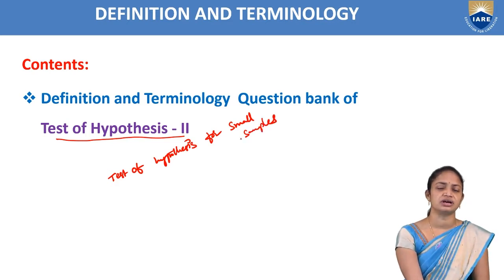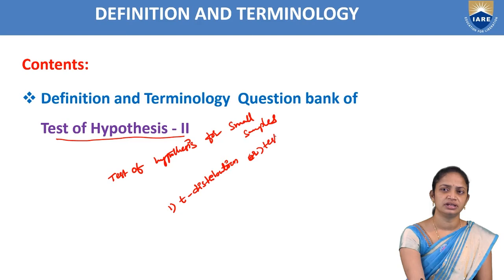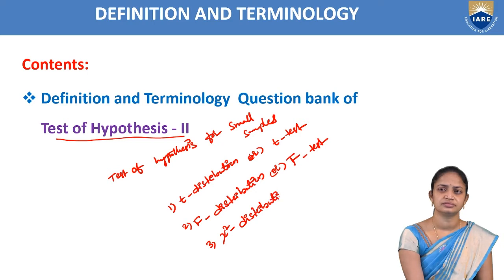In test of hypothesis for small samples, we have only 3 topics. So first one is T distribution or T test. Second one is F distribution or F test. And third one is chi-square distribution or chi-square test.